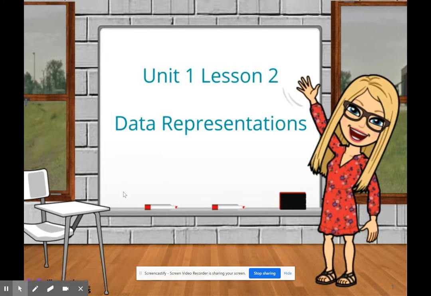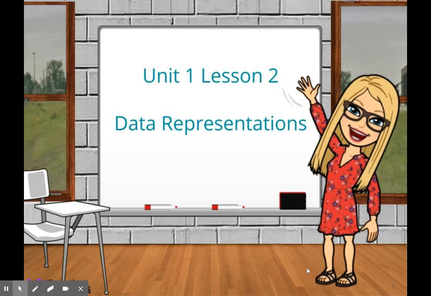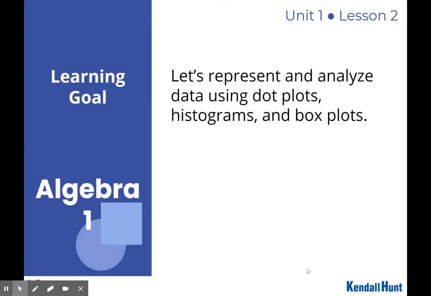I wanted to kind of go over it with you. You did the Desmos activity and tried to answer the questions and see what you could understand on your own. But let's talk about some of the things you did. Let's represent and analyze data using dot plots, histograms, and box plots. This lesson primarily focused on histograms and box plots.